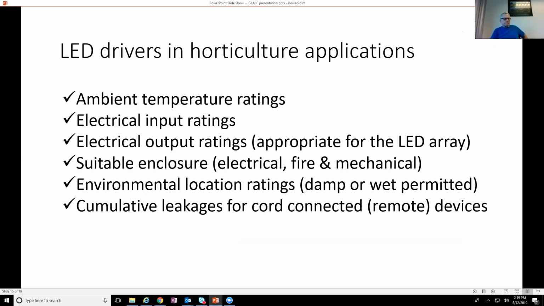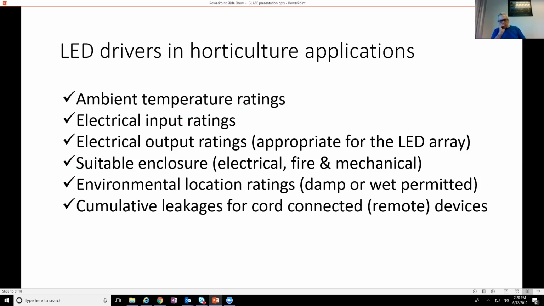Now, this is the last screen that I have, and I wanted to talk about LED drivers in horticulture applications. Things that you might need to consider is ambient temperatures, likely a little bit higher than what you might expect in a task lighting environment. It's all about correct ratings on the input and the output. Got to make sure that all these pieces are actually appropriate for the power levels that they're operating at. You need to have the proper enclosures because of the environments that you're working in.